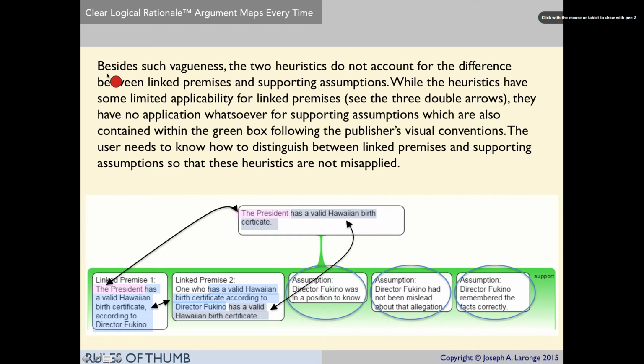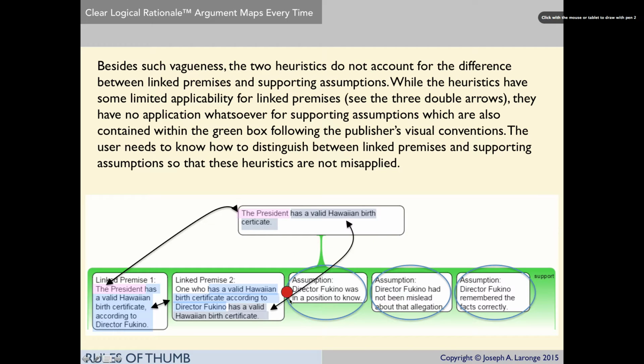Besides the vagueness of those concepts of concept or term or significant, the other issue is the two heuristics do not account for the difference between linked premises and supporting assumptions, which we'll describe in detail. So while the heuristics have some limited applicability for linked premises, and here you can see with the three double lines, the president and the president, or this portion in blue with this portion in blue, or this gray portion with this gray portion. So those are how they link up.